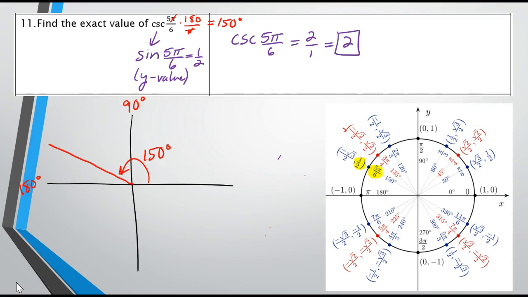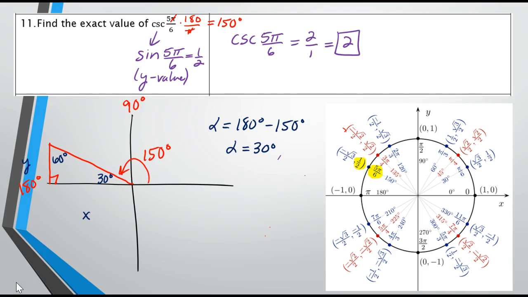Now I'm going to turn this into a triangle, and I have to figure out my reference angle. Since we're in quadrant 2, I'm going to be taking 180 minus my angle, which is 150. And when you subtract those two things, you get 30. So this is a 30-degree angle, and this is my 60-degree angle. So this will be my x value and my y value.